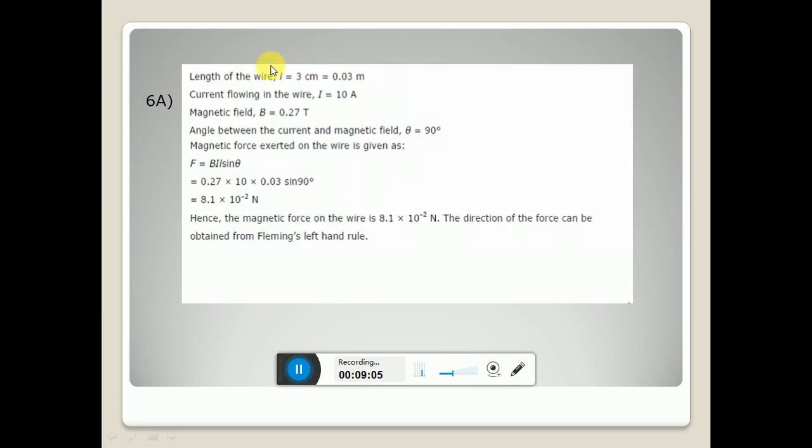The length of the wire placed in the solenoid is L equal to 3 centimeters, that means 0.03 meters. The current flowing through that wire is 10 amperes. The magnetic field produced by the solenoid is 0.27 Tesla. Here the wire is placed perpendicular to the axis of the solenoid, so theta is equal to 90 degrees. The magnetic force on the wire is given by F is equal to BIL, so you can apply it directly. The answer you get will be 8.1 into 10 power minus 2 Newton. The direction of force acting on the conductor we can find by using Fleming's left hand rule.